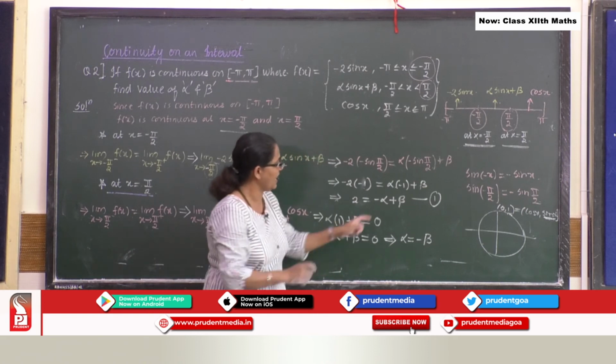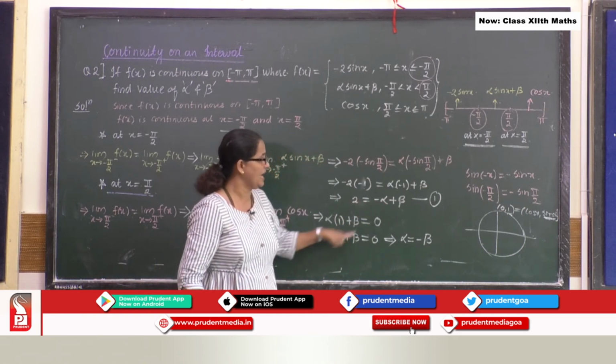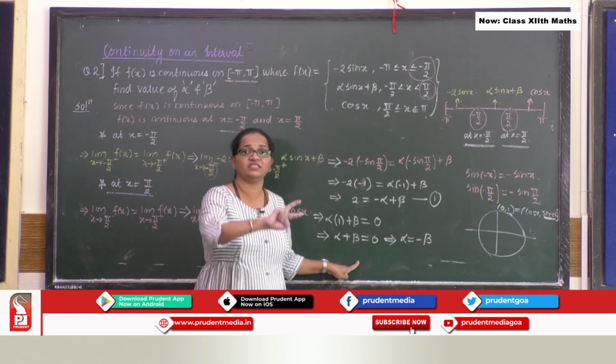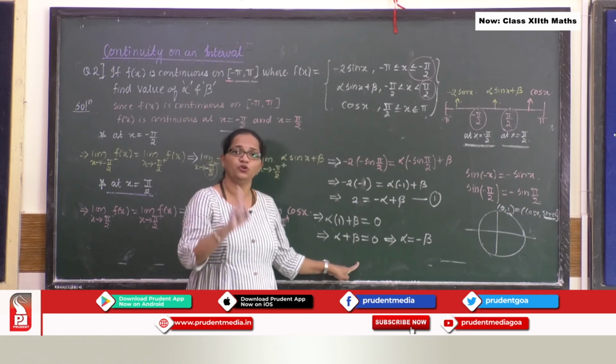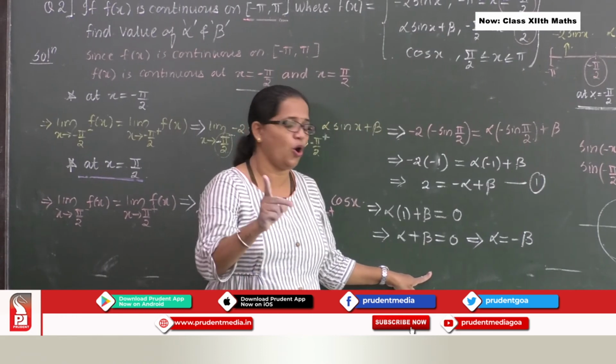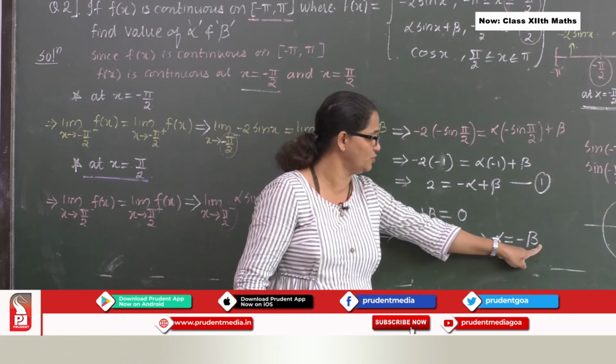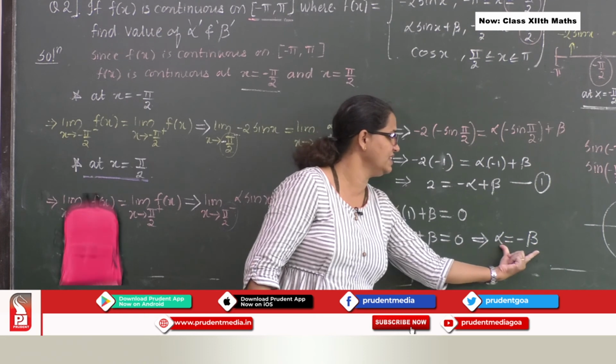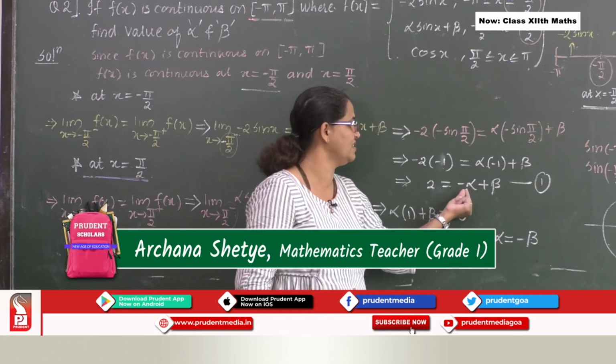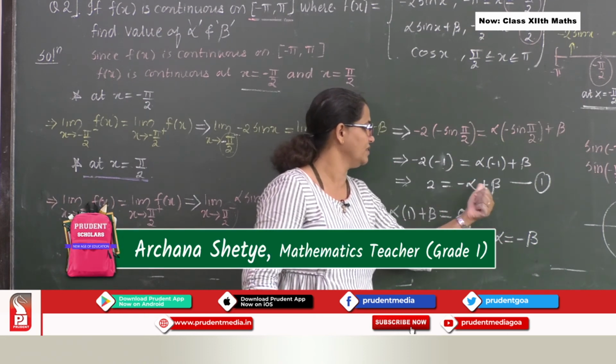So you can see I got these two equations. I can solve these two equations simultaneously using the elimination method, or what I can do is write alpha is equal to minus beta, and substitute this over here in place of alpha.